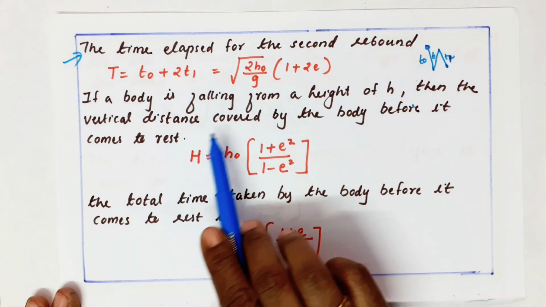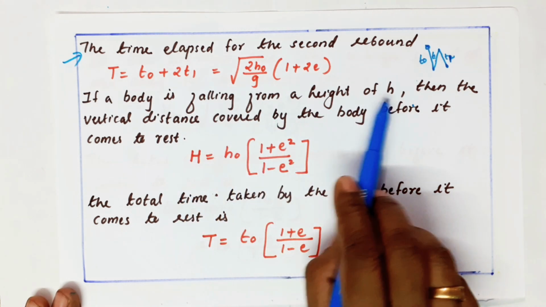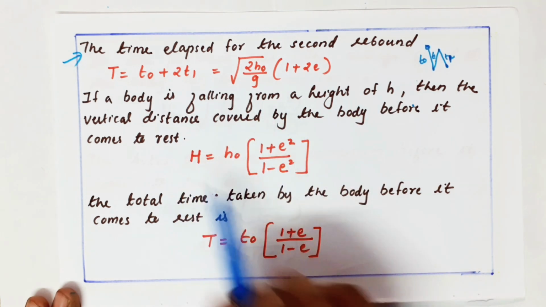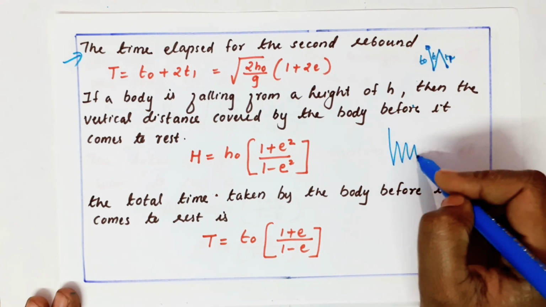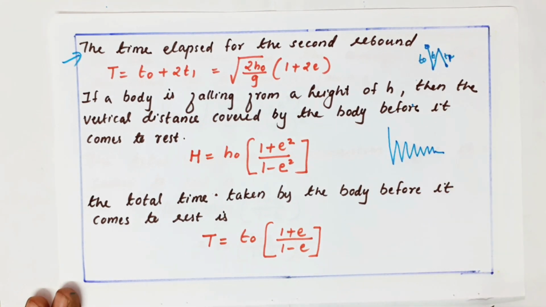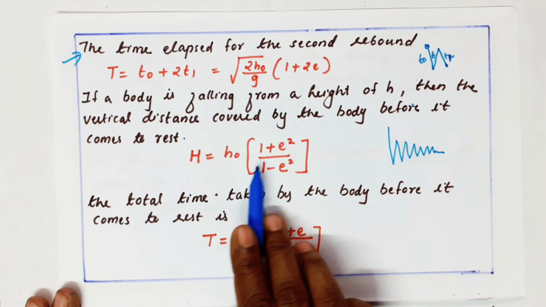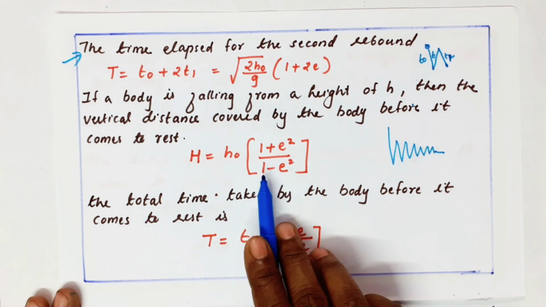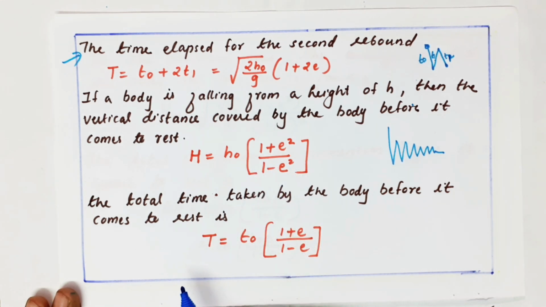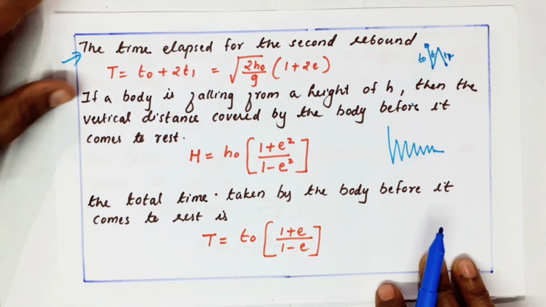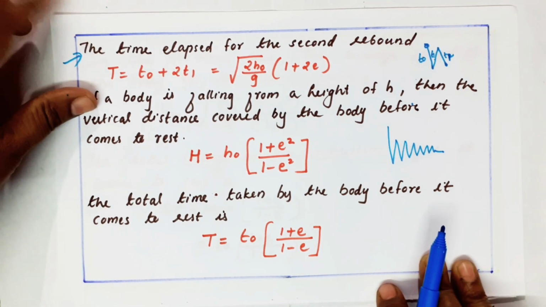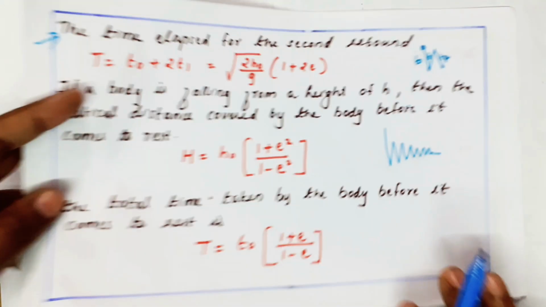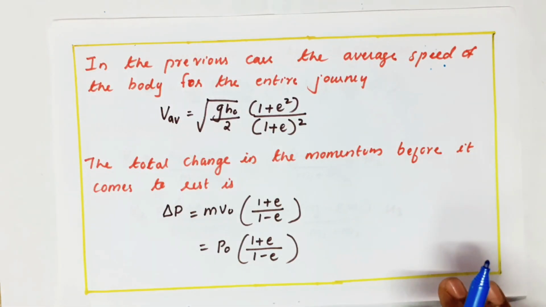Sometimes they'll ask, if a body is falling from a height of h, what is the vertical distance covered before coming to rest? It keeps going, after that it will stop. So what is the vertical distance? h naught into 1 plus e square by 1 minus e square. They may ask what is the time for it to come to rest? T naught into 1 plus e by 1 minus e. These types of questions they ask in the exams.